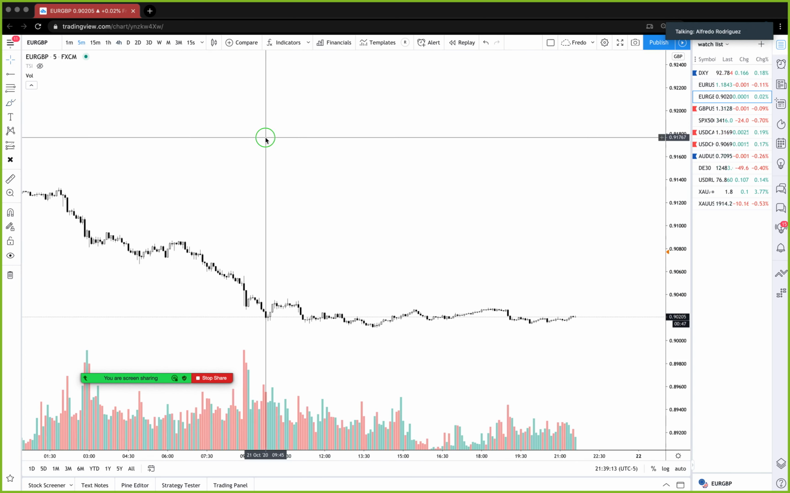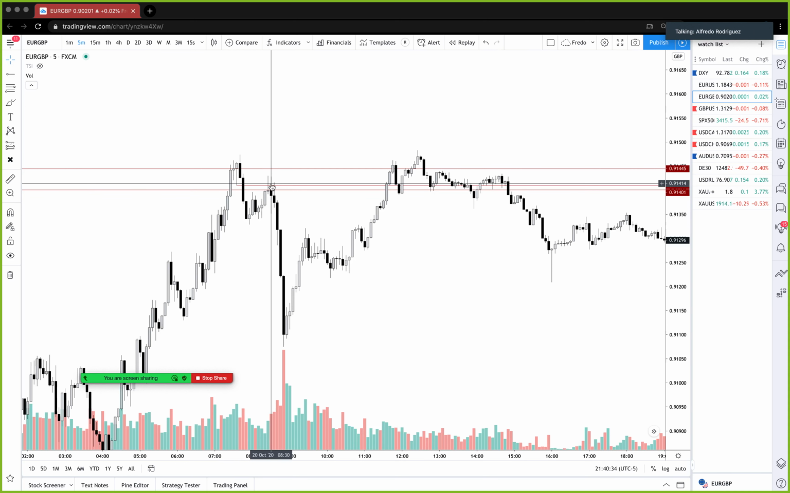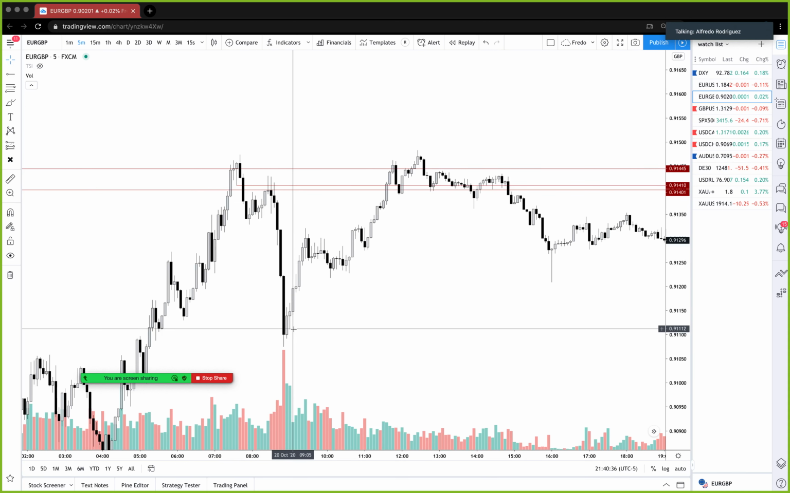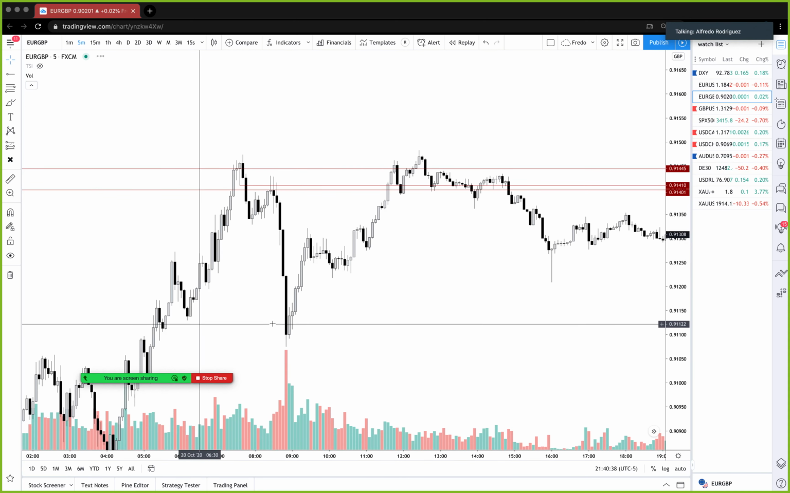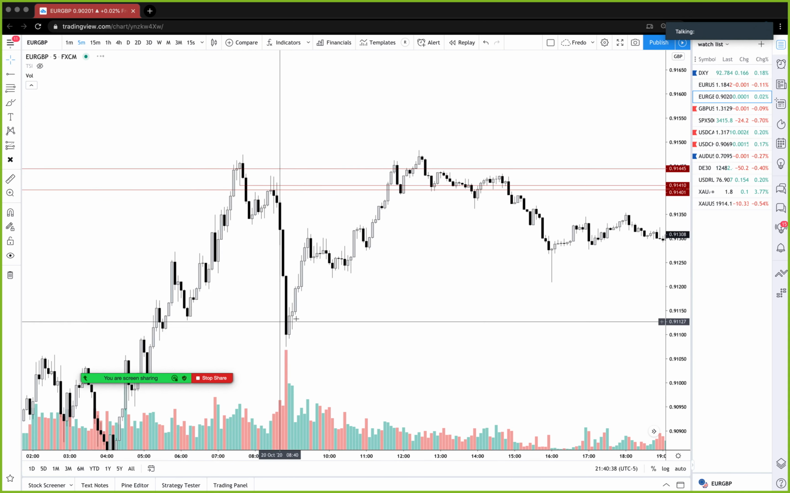I'm trying to remember, but my entry was somewhere from this M5 inefficiency. It was somewhere here, and that gave the reaction, and I thought that was it. So some partials were taken, but unfortunately I broke even. And then this came back to take liquidity at a very stupid time, a couple hours before daily open. Fortunately, the move happened after that. But luckily there was actually another entry here.